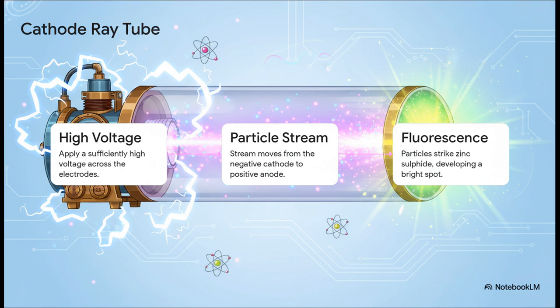When they applied a really high voltage across these electrodes, a stream of particles began moving from the negative electrode, the cathode, over to the positive electrode, the anode. By coating the tube behind the anode with phosphorescent zinc sulfide, scientists could actually see a bright spot develop the second these invisible rays struck it.